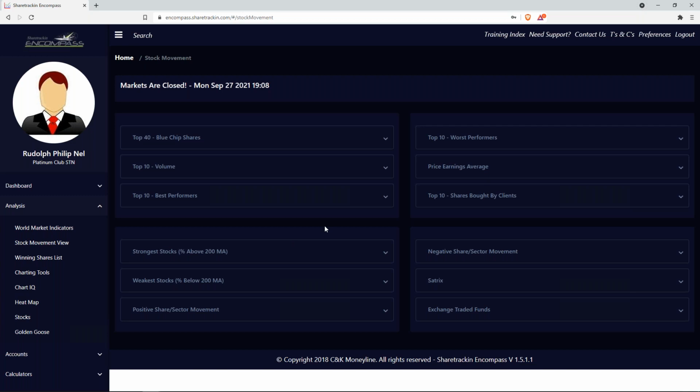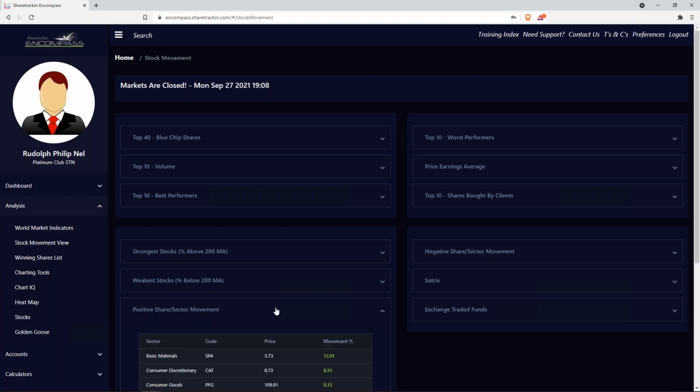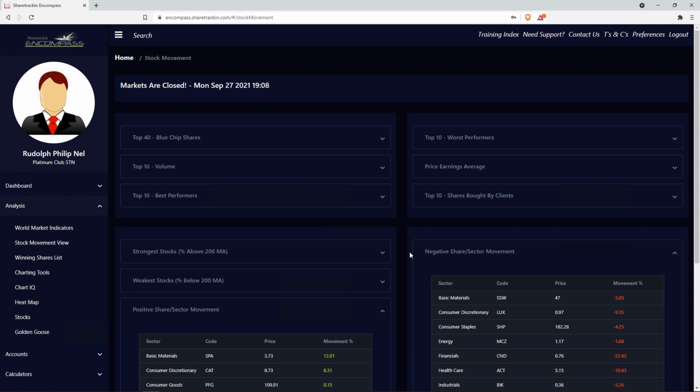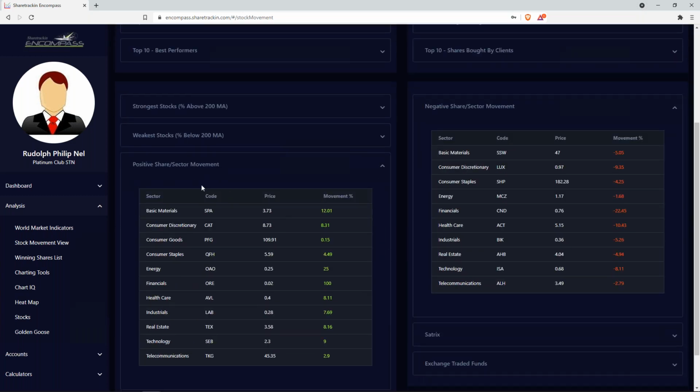All right, so we will show you exactly where the shares are currently lying on the chart. Is it above the 200-day moving average line, or is it below the 200-day moving average line? And how does it affect those types of shares? Okay. Then positive share sector movement and negative share sector movement gives you all the sectors.